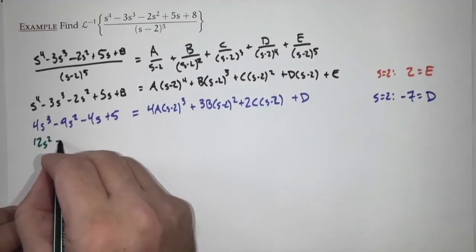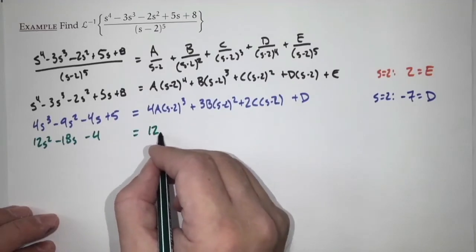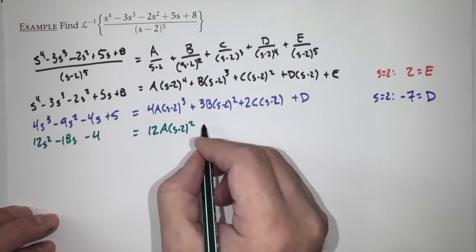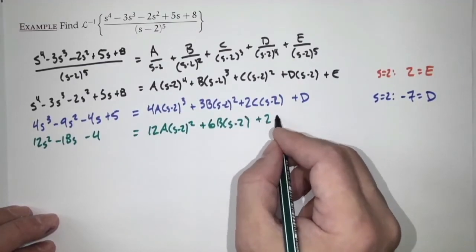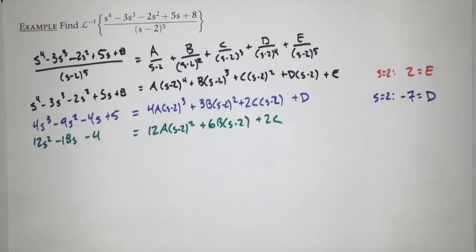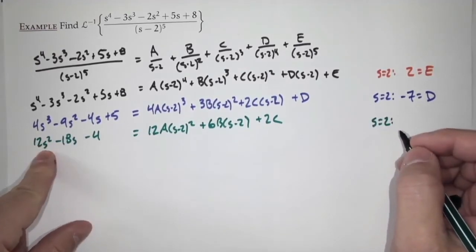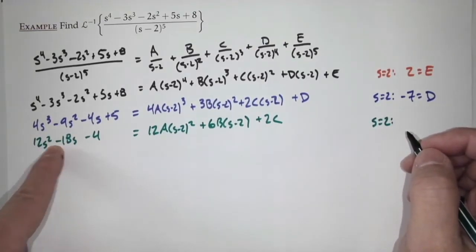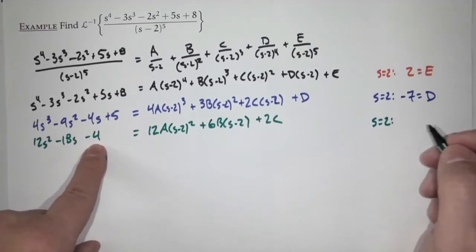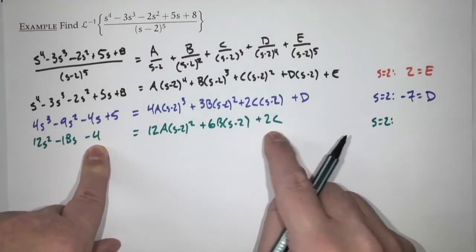Okay, what's the next one? 12s squared minus 8s minus 4 equals 12a(s minus 2) squared plus 2c. Is there a good choice? 2. All right. 12 times 4 is 48. Subtract 36, that would give us 12. Subtract 4 is 8. Equals 2c. So what is c?